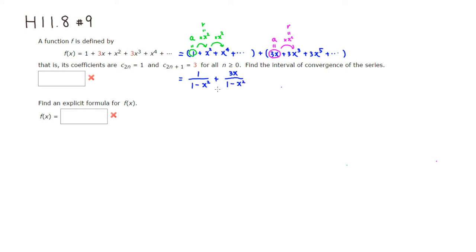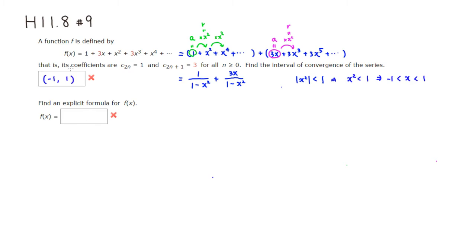Remember that in order for this geometric series to converge, and it's exactly the same for both of them, x squared has to be less than 1. We don't really need the absolute value here. So x squared has to be less than 1, which means that x is between -1 and +1. So the interval of convergence is between -1 and +1.